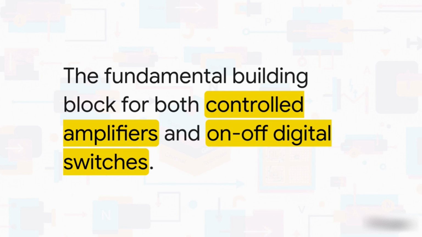So why is it everywhere? Simple. It's incredibly versatile. Get this. The exact same device can be used to precisely amplify a really weak signal, like the one from your Wi-Fi antenna, or it can act as a simple lightning-fast on-off switch. This dual personality, being both an amplifier and a switch, is what makes the MOSFET the ultimate electronic building block.